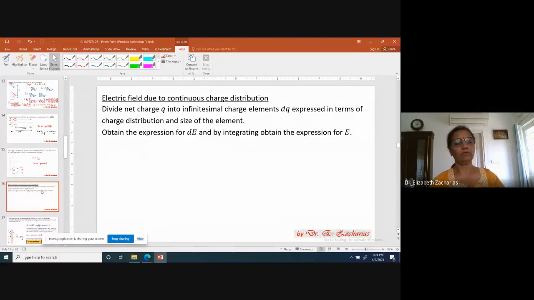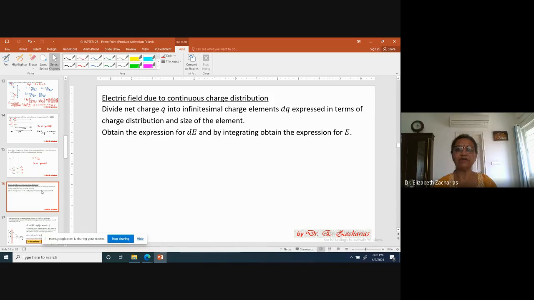Now, from a single point charge, we move to a dipole. From a dipole, we move to a quadrupole. So now discrete charges: the quadrupole is a combination of 4 discrete charges. From that, we are moving to continuous charge distribution.